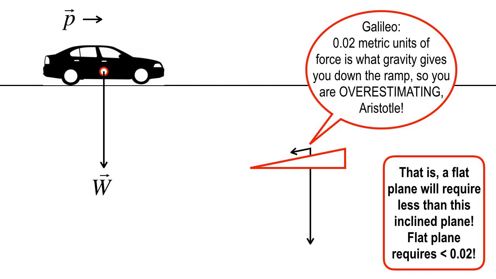So whatever else you say, the flat plane requires less than 0.02 metric units. All right? And so as long as you have something on the plane that has a weight, and as long as Aristotle says a certain amount of push, you can make a triangle and say, nope, whatever push force you're proposing, that's the gravitational force down the ramp that you get from a ramp, not from an inclined plane.